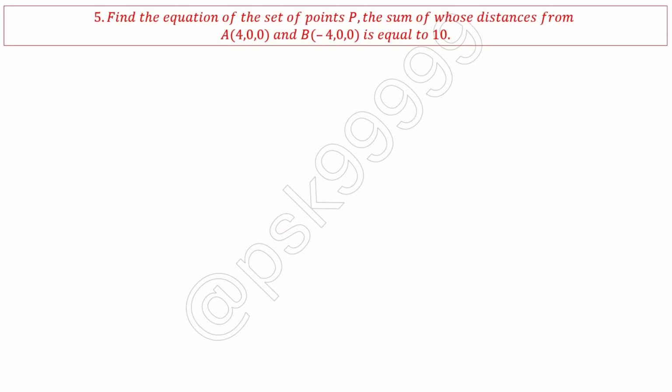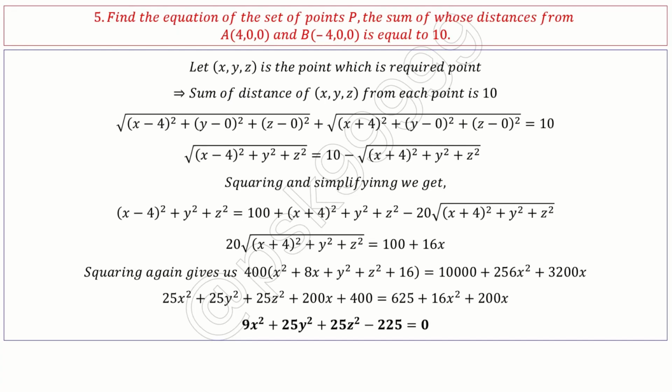Find the equation of the set of points P, the sum of whose distances from these two points A and B is equal to 10. So what it is trying to tell us is, if P is (x, y, z), then PA plus PB equals 10. That's what it's trying to tell. Okay, so this is very simple.